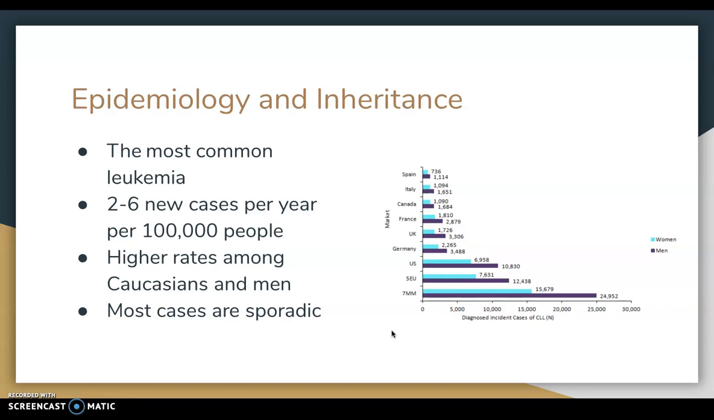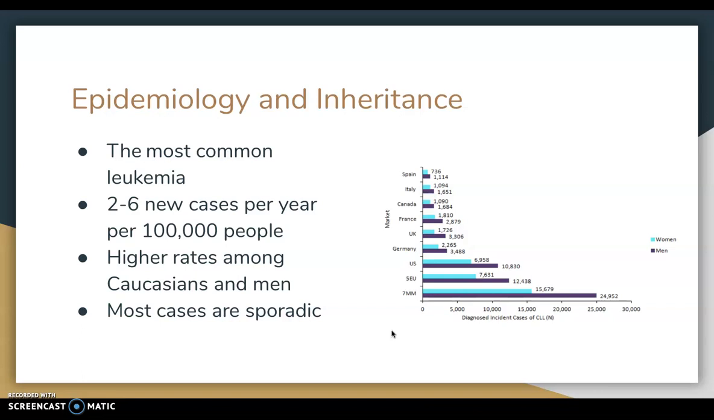CLL is the most common leukemia and makes up about 30% of all leukemia cases. In fact, there are about 2 to 6 new cases per year per every 100,000 people. And just in the US alone, there are approximately 15,000 new cases yearly. So it is fairly common. Along with that, it's more common among Caucasian men who are around 70 years old. And there can be an inherited predisposition. However, most cases are sporadic.